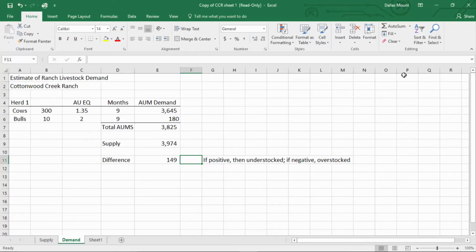So now that we've walked through this example on the Cottonwood Creek Ranch, it's time for you to start entering in your numbers on your own ranch and trying to determine or estimate your forage supply and what your forage demand is on your own place.